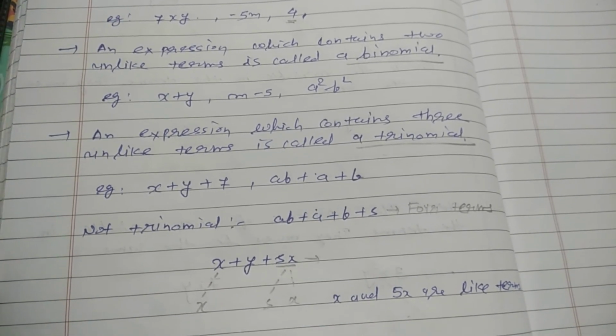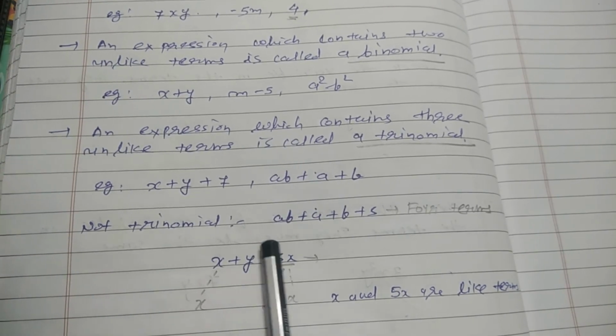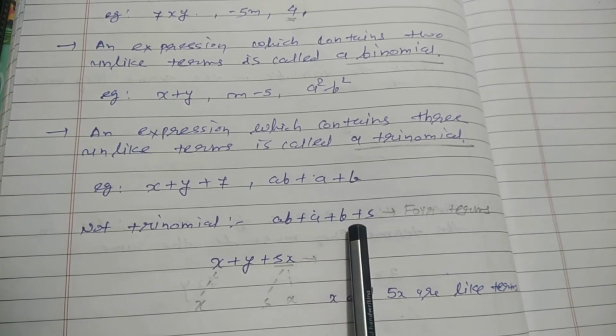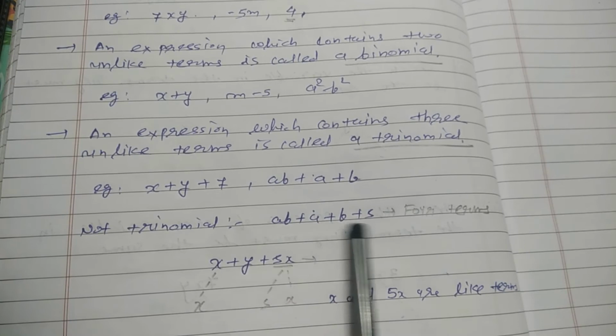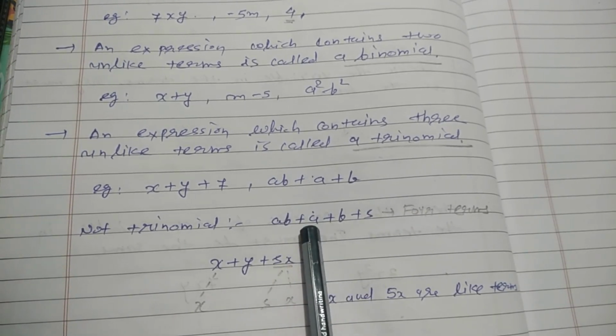Now we will see some expressions which are not trinomials. For an example, here ab plus a plus b plus 5, here we can clearly see that there are four terms, and because of these four terms it is not called a trinomial.